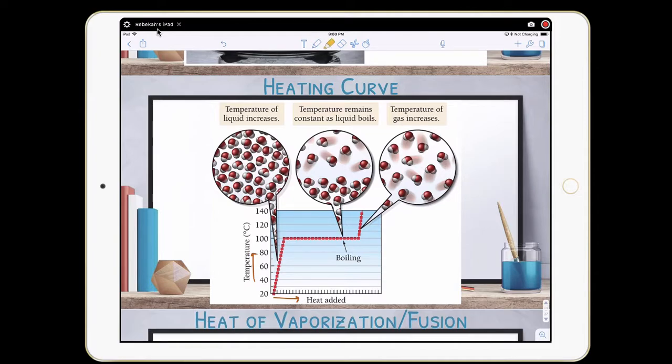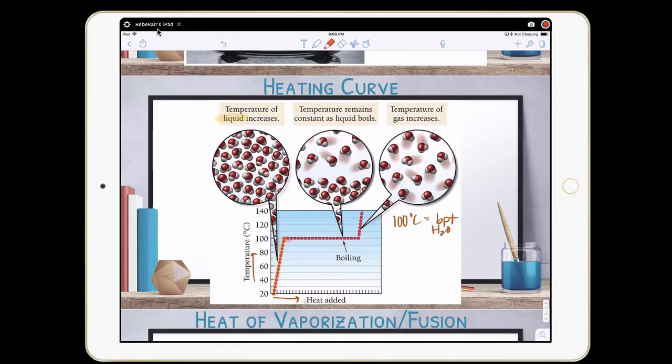So let's look at this graph. Let's start down here. Actually, in this heating curve, in this picture right here, we're starting out as a liquid. So I'm at 20 degrees Celsius, and I'm heating. The temperature of the liquid's getting higher and higher and higher. Then I hit 100 degrees Celsius. And if you know about water, you know that 100 degrees Celsius is the boiling point of water. So as I hit that boiling point, something interesting happens.